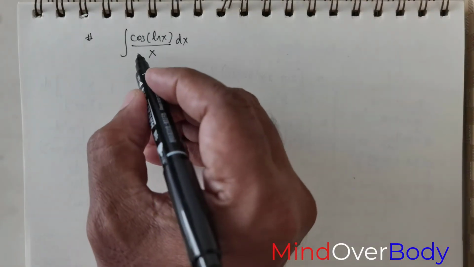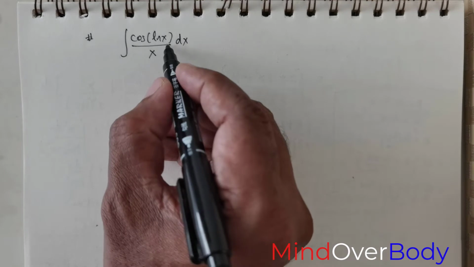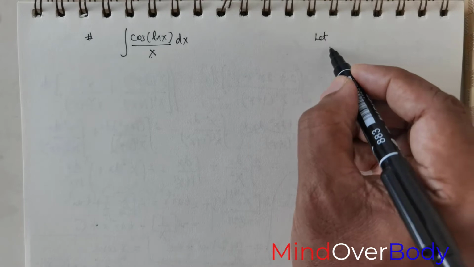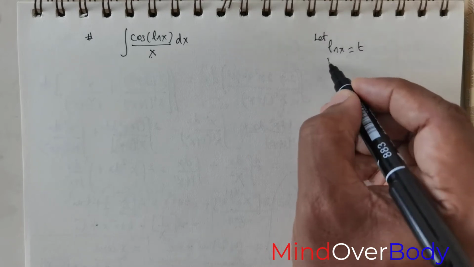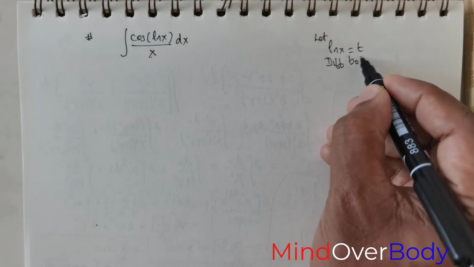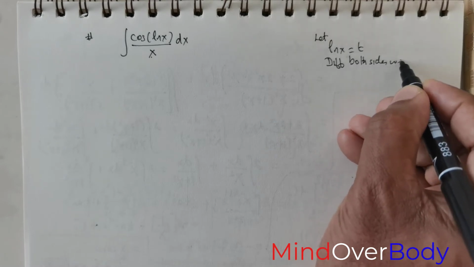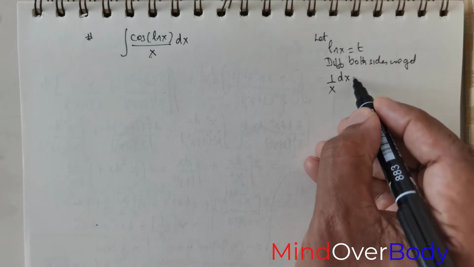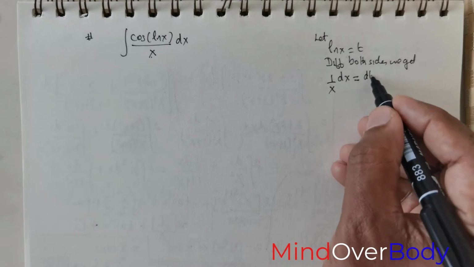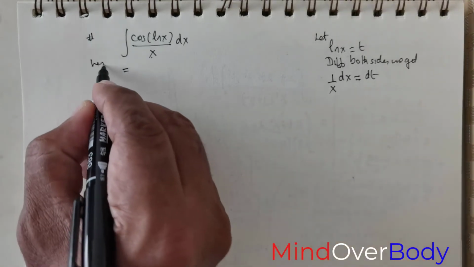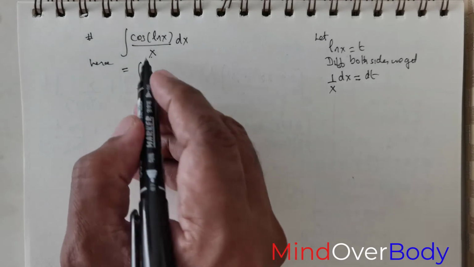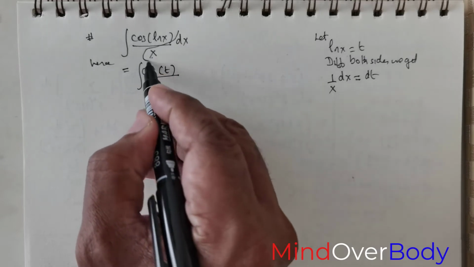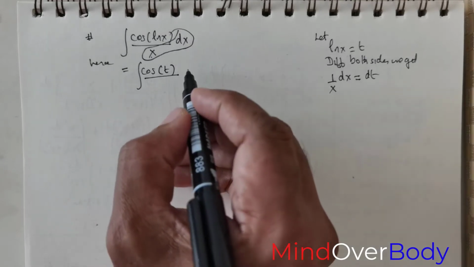Students, we are expected to integrate the integral of cos of ln x over x times dx. So foremost, let ln x be equal to t, and then differentiating both sides, we get the differential of ln x is going to be 1 over x times the differential operator dx, and the differentiation of t is going to be dt. So this can hence be rewritten as integral cos of, in place of ln x I'm going to substitute t, in place of dx over x I'm going to substitute dt.